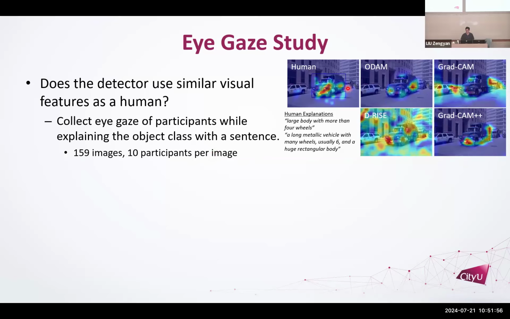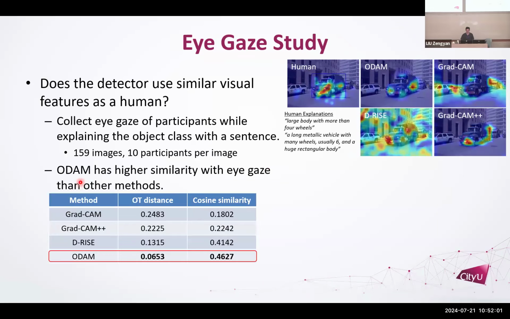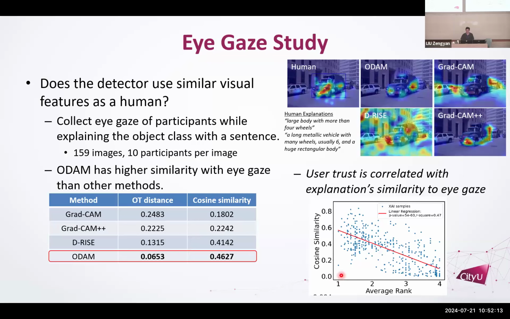Then we computed the correlation or similarity between the human and the XAI saliency maps, and our method had higher similarity than the other methods according to different distance metrics. But more interestingly, we can look at the correlation between the similarity of the eye gaze to the XAI saliency map versus the rank of how trustworthy that particular instance was. We can see this nice correlation: the more similar the XAI method's saliency map was to the human's eye gaze, the human strategy, the more trustworthy it was, the lower the average rank.